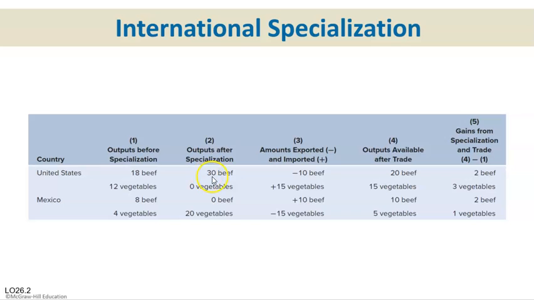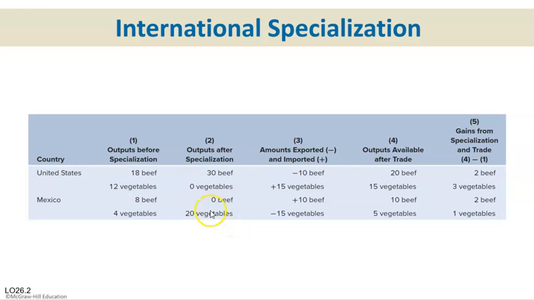So the U.S. is going to take, of the 30 beef, they're going to export 10 beef, and this is what they're left with after they export. So now they have 20 beef left. In return for exporting 10 beef, they're going to receive 15 vegetables from Mexico. So they weren't making any vegetables, so they've got that 15 vegetables to use. And then in Mexico, they weren't making any beef, but they imported 10 beef from the US, so they have 10 beef to use and eat.